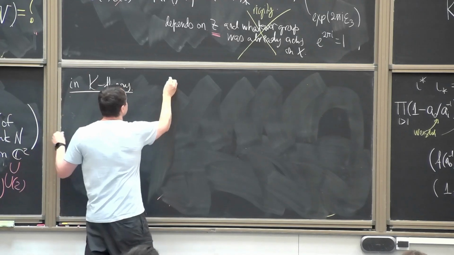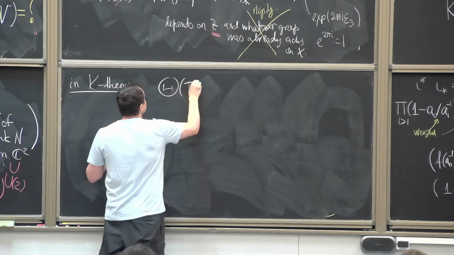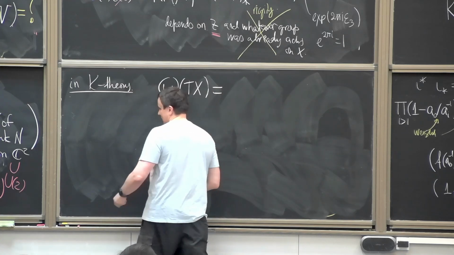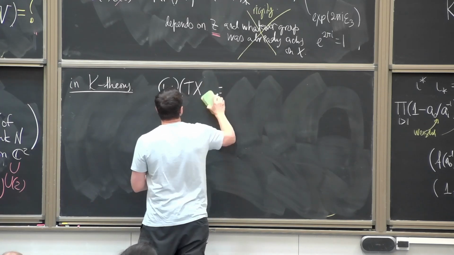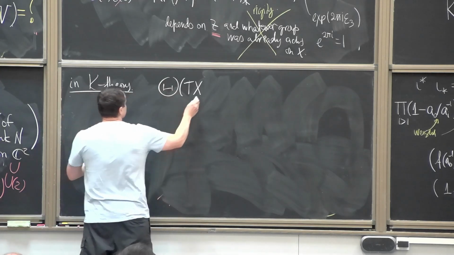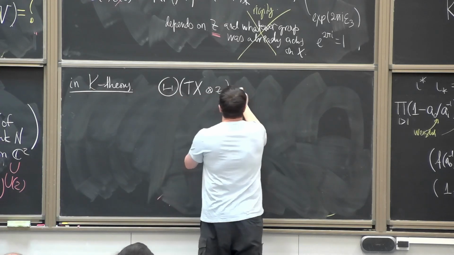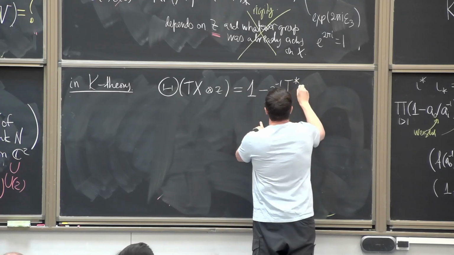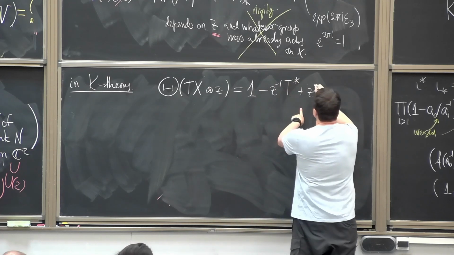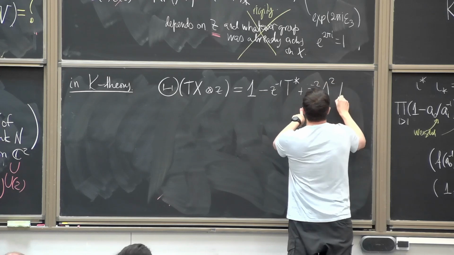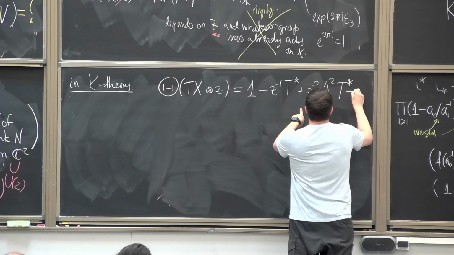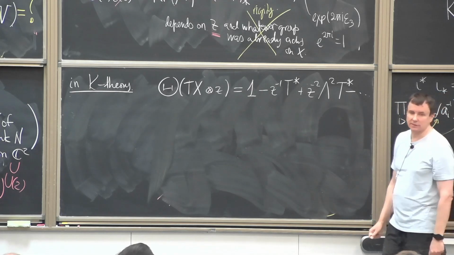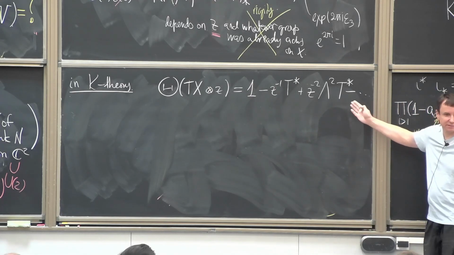What's this theta bundle of the tangent bundle? Well, in K-theory, it says times Z. What's it going to be? It's going to be 1 minus Z inverse the cotangent bundle plus Z to the minus 2 exterior power of the cotangent bundle, and so forth. Right? That's the Koszul complex. Take the dual bundle.